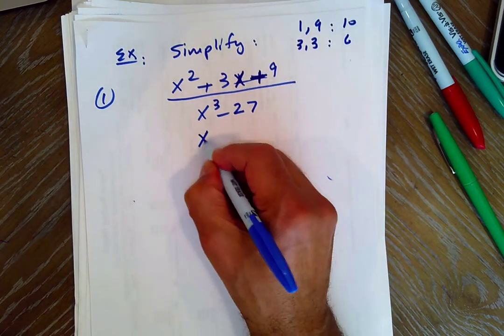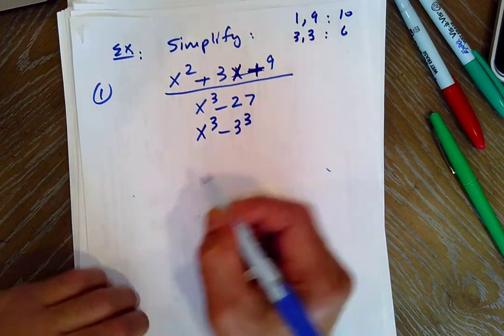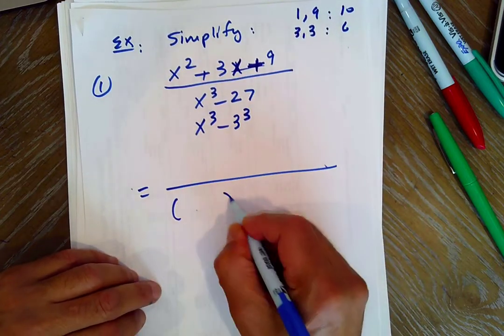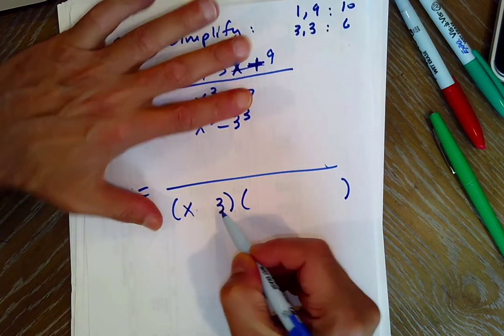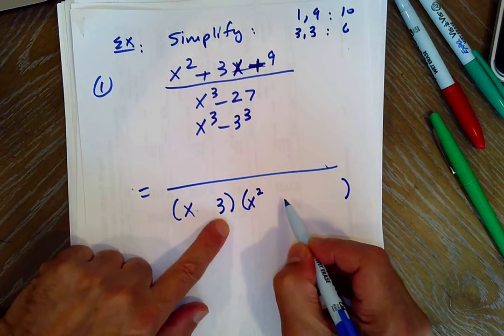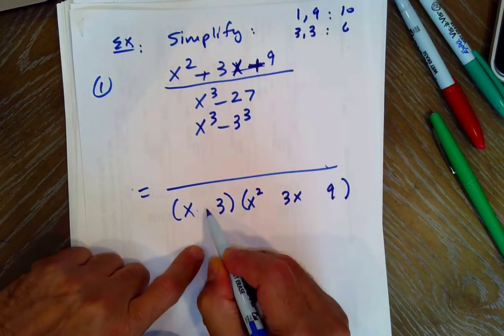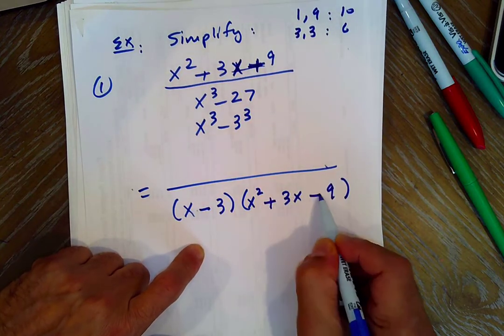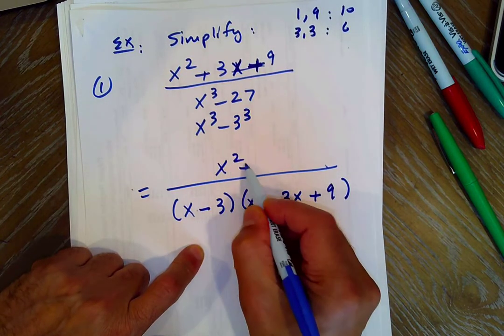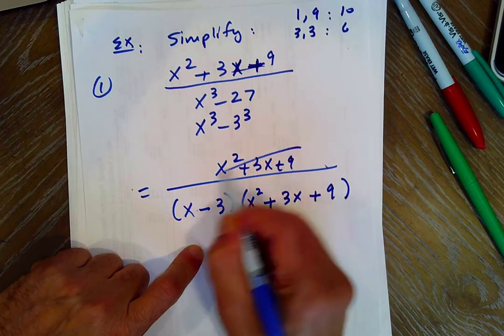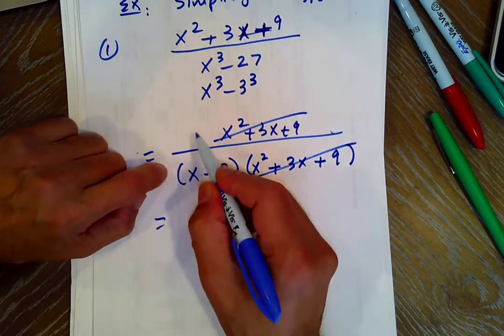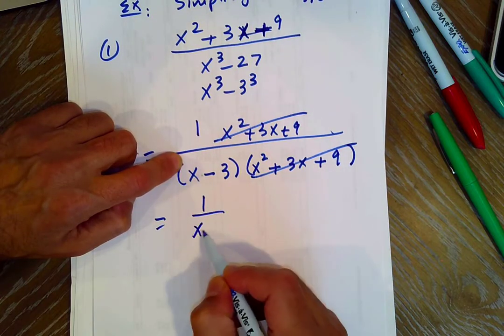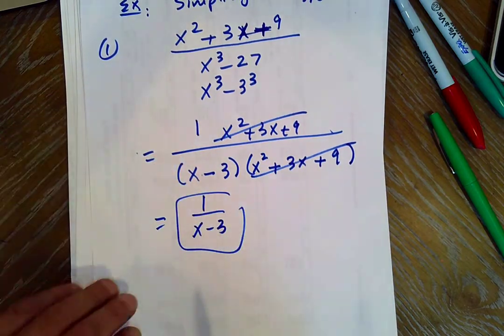Let's look at the bottom. This is the difference of cubes. So we're going to factor it as binomial times trinomial. We covered that: x and 3, you square, multiply, and then square again. So same, opposite, always plus, and good for us. Now we can cancel all this out. And the answer is not x minus 3. It's 1 over x minus 3. Be careful, okay?